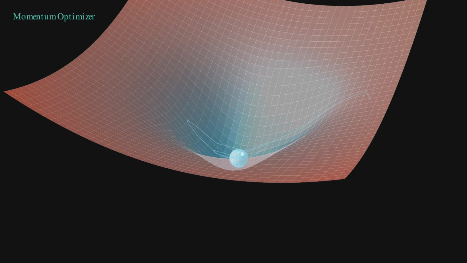At the global minimum, the sphere does not stop instantly. It oscillates, each swing smaller than the last. Finally, the energy dissipates. The sphere settles at the absolute bottom, in the deepest blue valley. The cost is minimized. The internal weights of the model have physically shifted. The error is resolved. Let us return to the output layer and see what this minimization actually looks like.